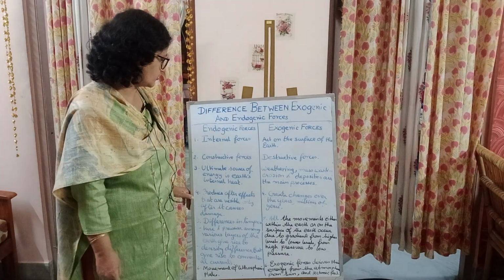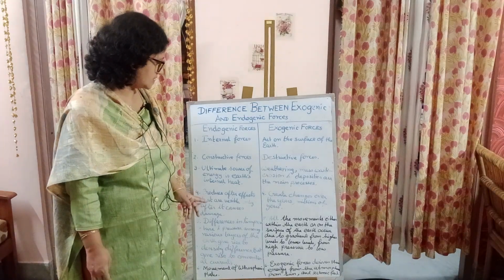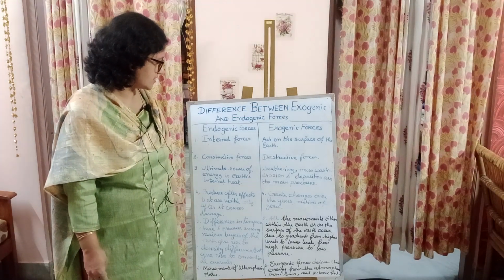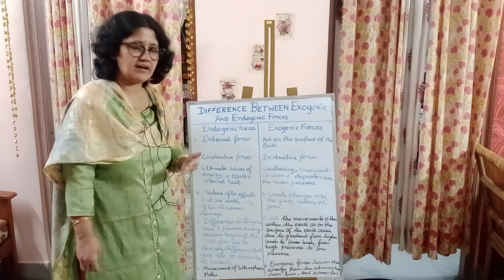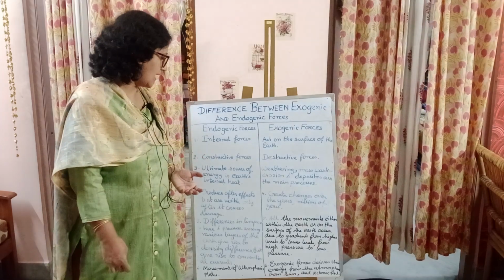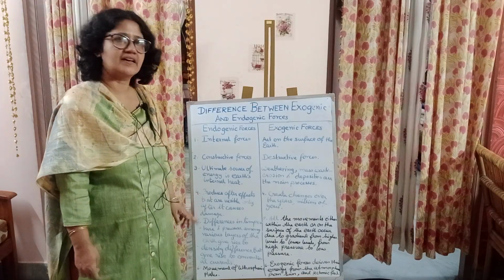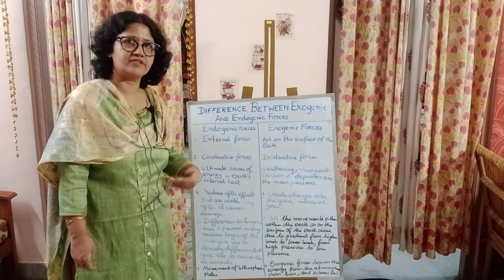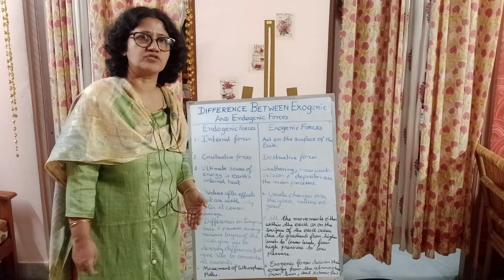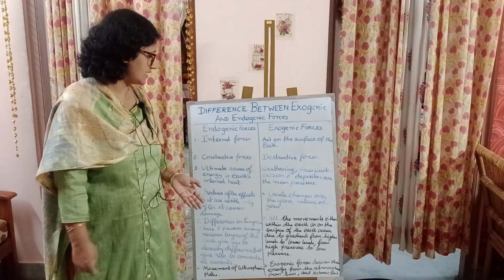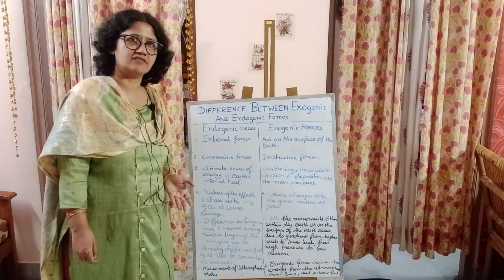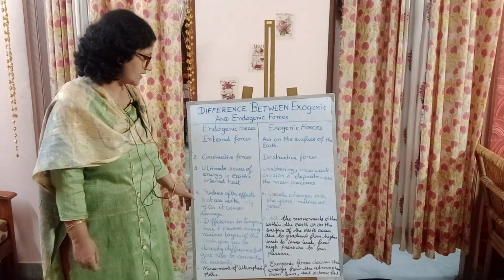Again, the fourth difference is that in the endogenic process, the effects, the new landforms, can be visible immediately after the event happens. Suppose there is a volcanic eruption, suppose there is an earthquake, so we can see the visible changes on the surface of the earth due to this endogenic process.